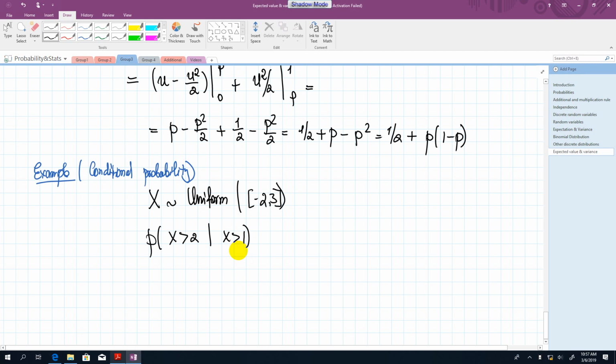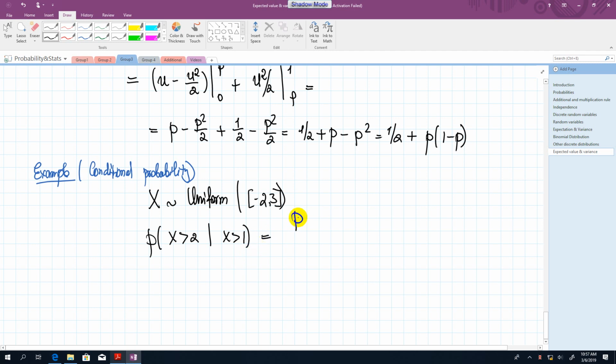Probability that x is more than 2 if it is given that x is more than 1. So what we need to do is use the Bayes theorem again, or we can simply use this version of the Bayes theorem.